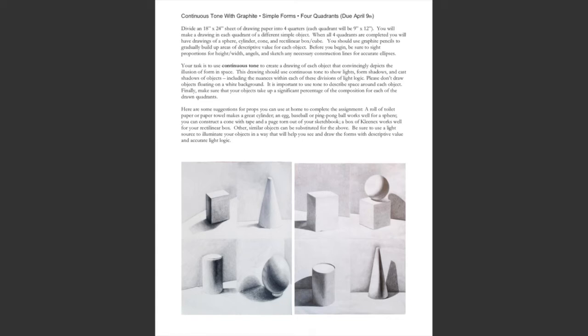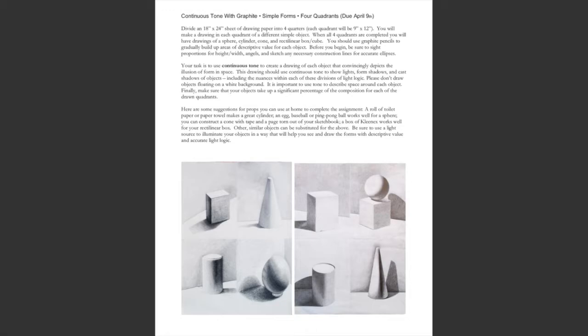Hello class, so basically with the 4 quadrant drawing, you're going to be drawing 4 simple objects in 4 quadrants. And you're going to be doing this with continuous tone, so that's where you're using overlapping marks that almost completely disappear, and you're going to be doing this using graphite.